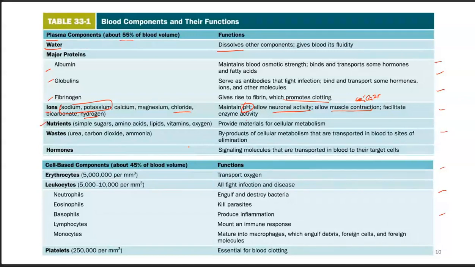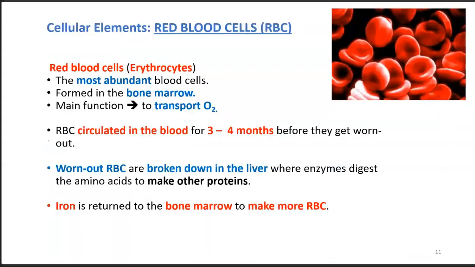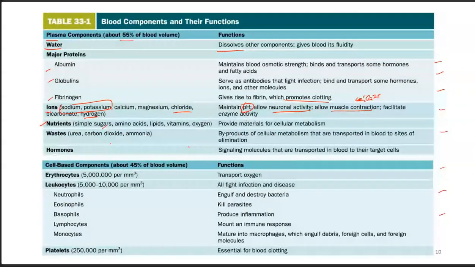Okay, so next is nutrients. Nutrients such as simple sugars, amino acids, lipids, vitamins and oxygen provide materials for cellular respiration. Then we have wastes, such as urea, carbon dioxide and ammonia, which are byproducts of cellular metabolism and are transported in blood to sites of elimination. Your blood will get filtered by the kidney, for example, which will remove urea in the form of urine.